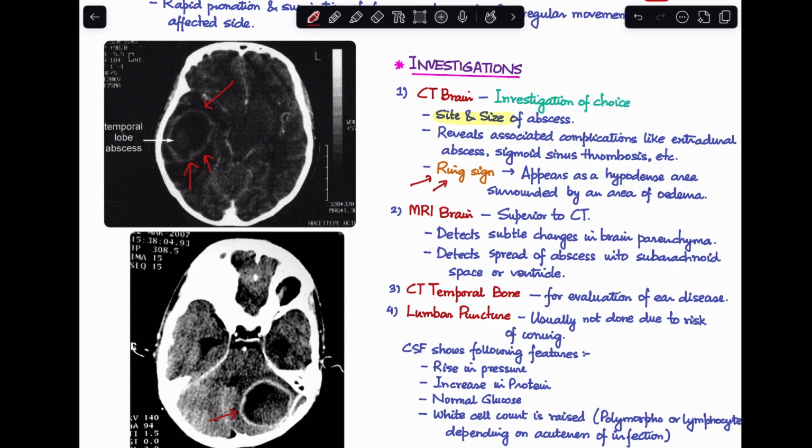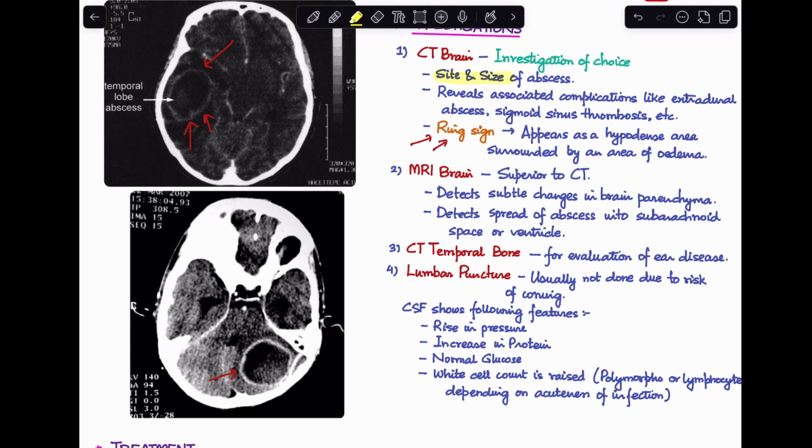This is usually superior to CT scan because it will help you in detecting even subtle changes in the brain parenchyma and also detects the spread of abscess into the ventricle. We also perform a CT scan of the temporal bone to evaluate the ear disease, and lumbar puncture will also show certain typical features. Usually we do not perform a lumbar puncture in these cases because there is a risk of coning that can happen.